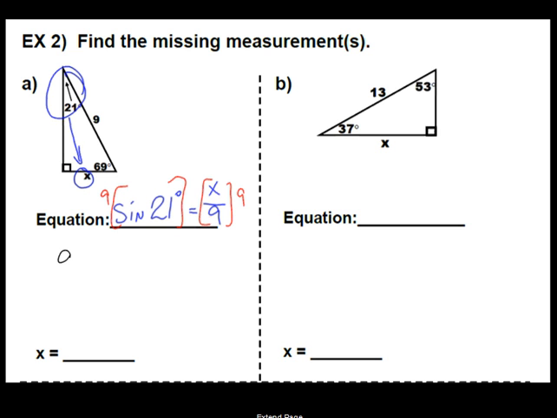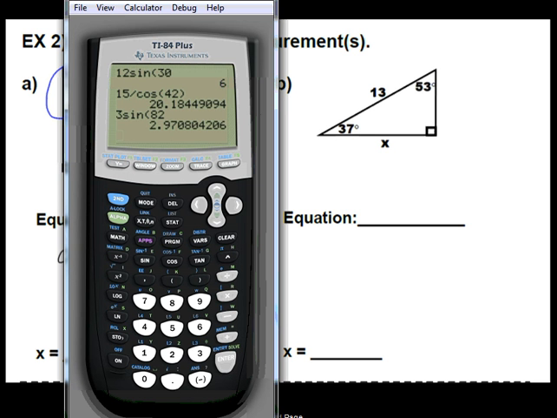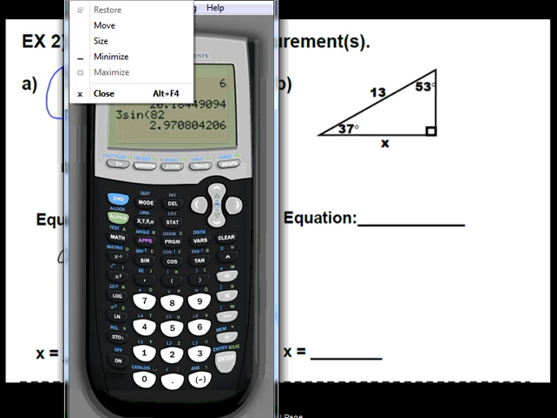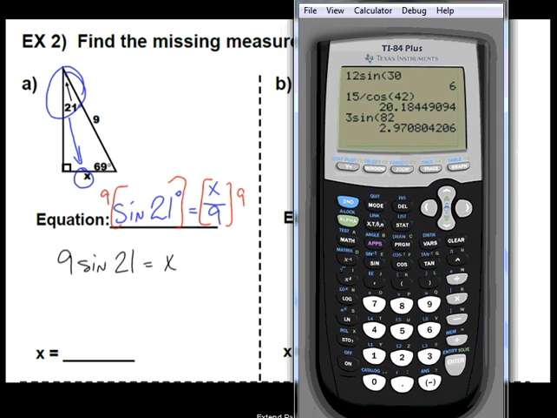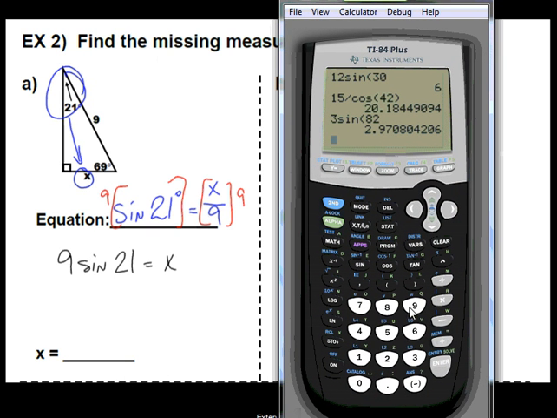So I have 9 sine 21 is equal to x. Grab my handy dandy calculator right here. I go back in. There we go. And I press 9 sine 21. Hit enter. And I see that the x value is going to be 3.2.